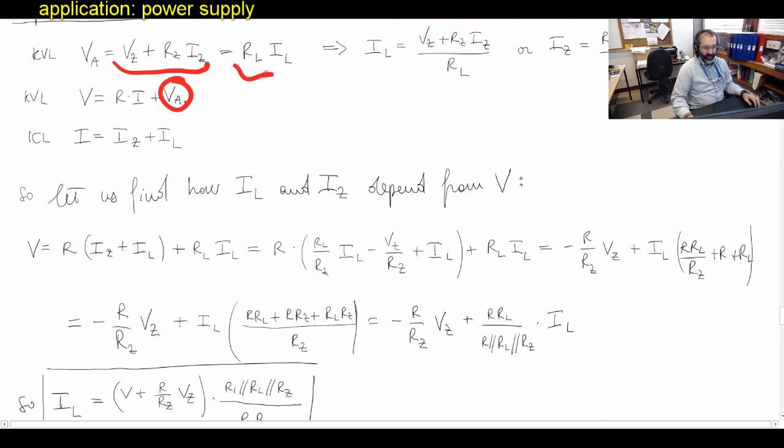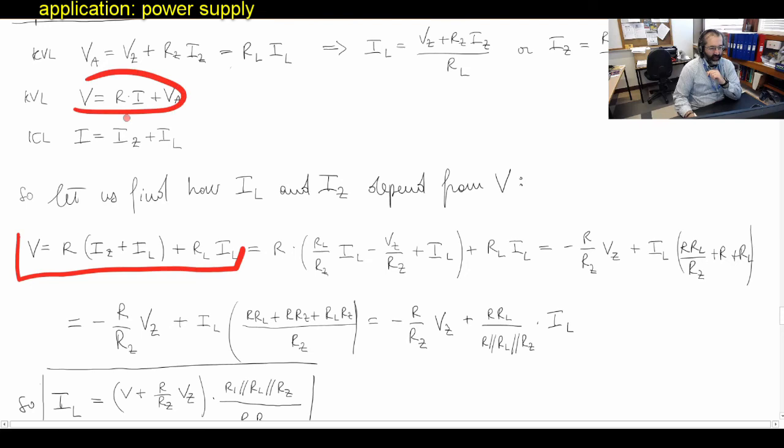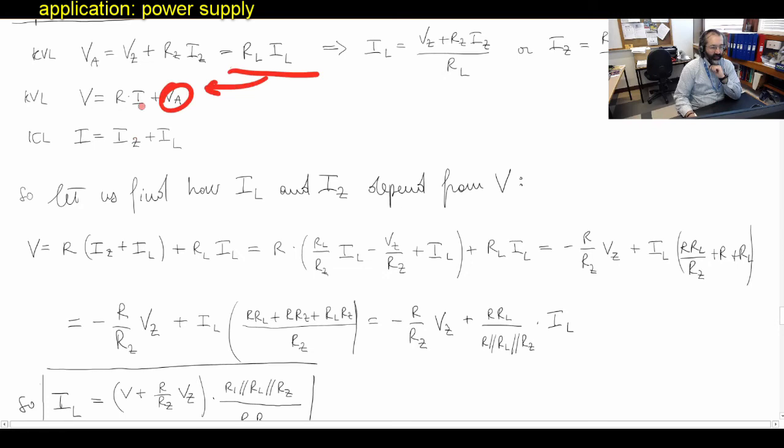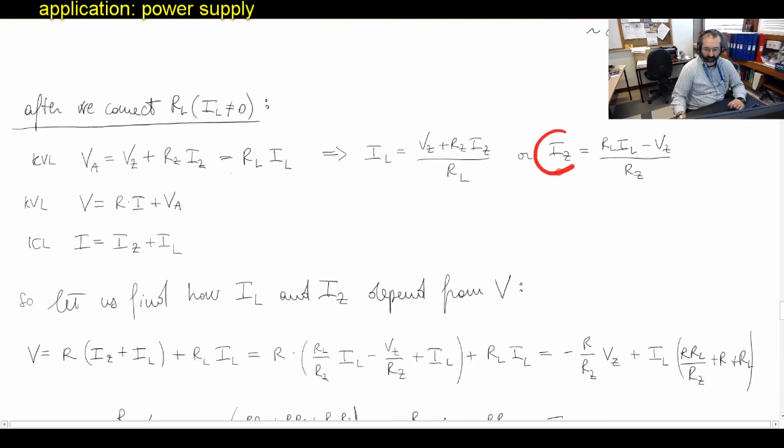Okay. So we use this KVL, substitute I with IZ plus IL, and VA with the term that contains what we want to find. So let's try to find a relation between IL and V first. So I take that KVL here and substitute VA with this, and I with this, and obviously you see I get this quantity here, and I need to make IZ disappear, or express IZ in terms of IL, and we had done that here, that's why I had put it aside.